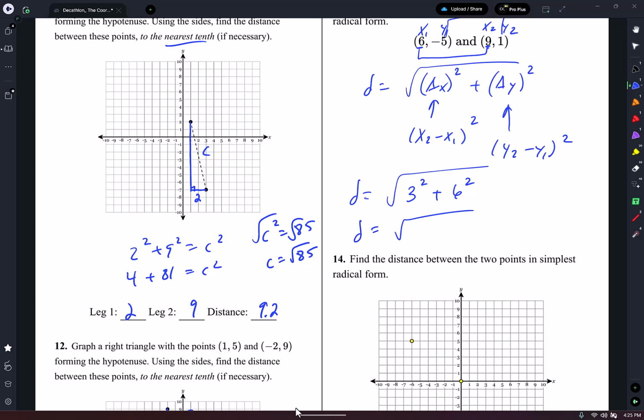36 plus 9, what's that, 45? Okay, well 45 is the same thing as 9 times 5. And the square root of 9 is 3, so there's my answer, 3 root 5. Ask me, guys, ask me.